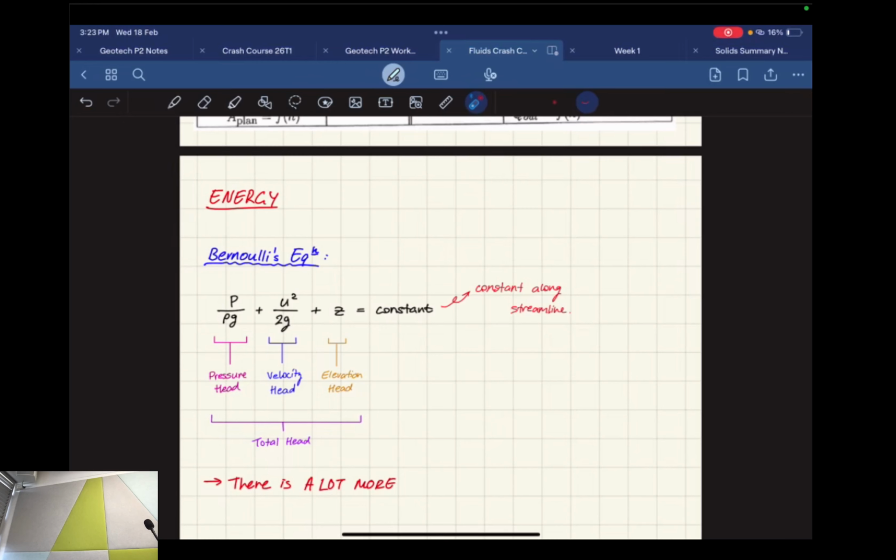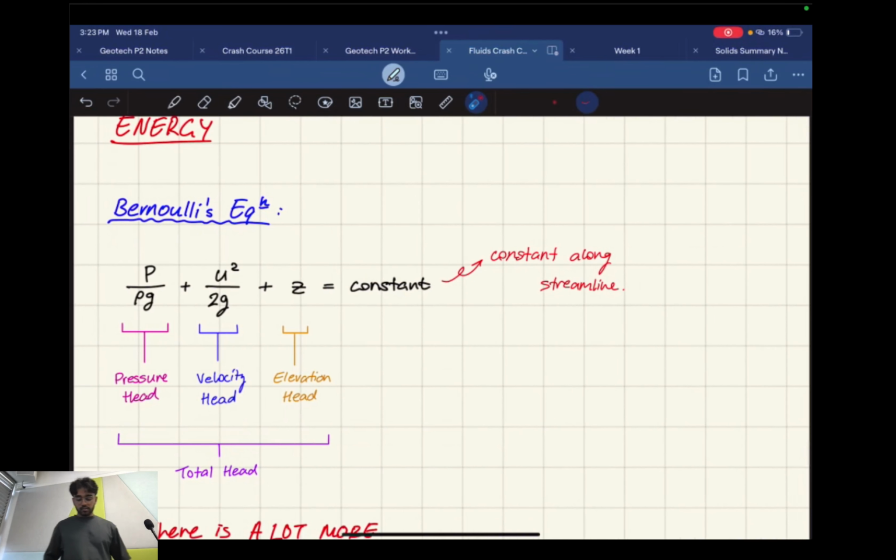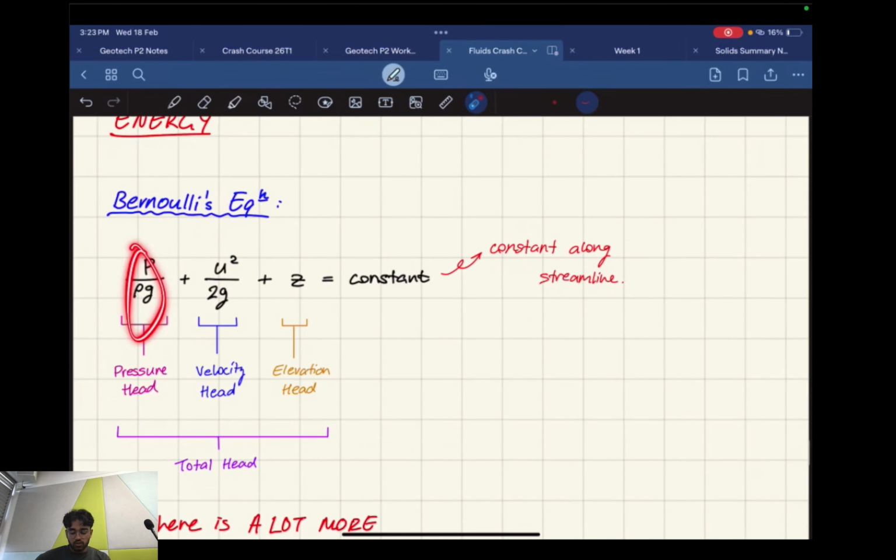Energy by itself is a small topic, but you use this energy formula, Bernoulli's equation, all throughout the course. Pretty much the rest of the course, you will be seeing this every single day. There's three parts to it: pressure head, velocity head, and elevation head. This is talking about pressure, this is talking about velocity, this is talking about elevation, within a pipe. And this is what we call the total head when you combine it together.